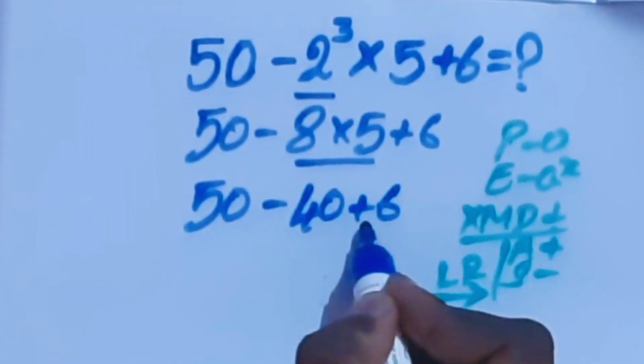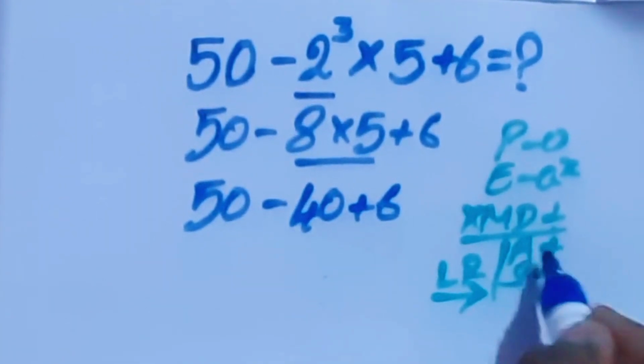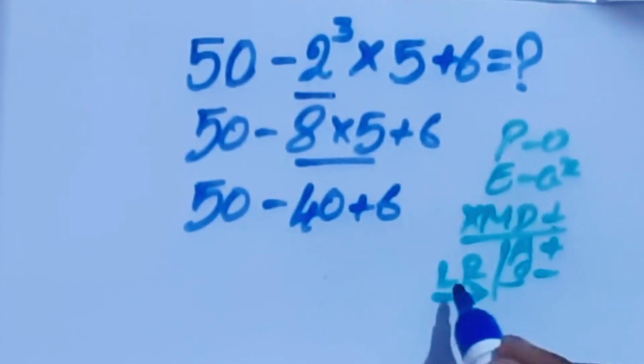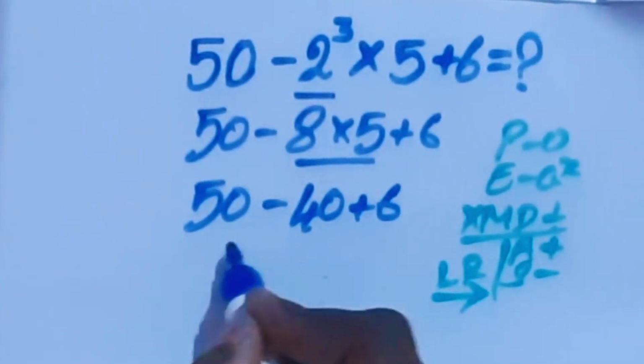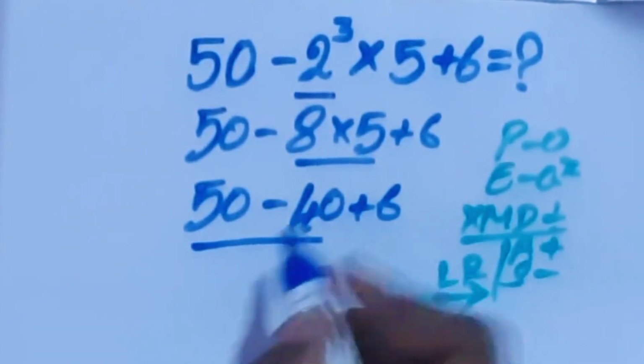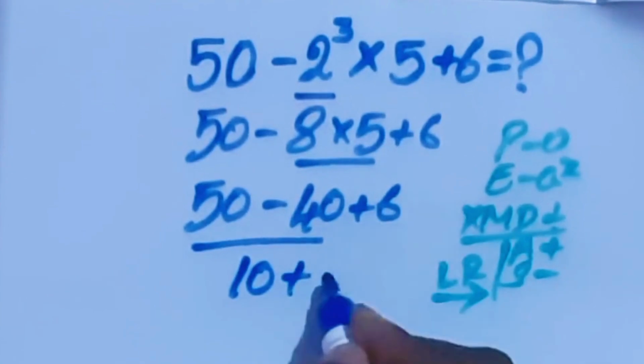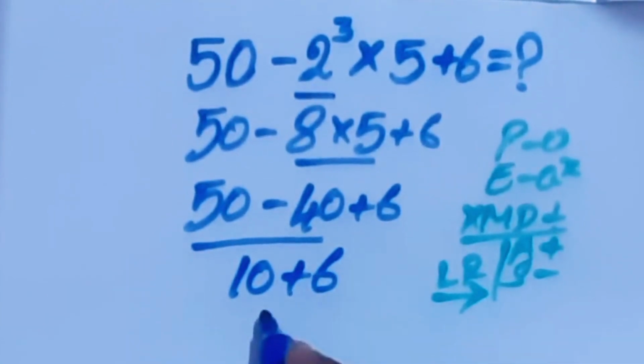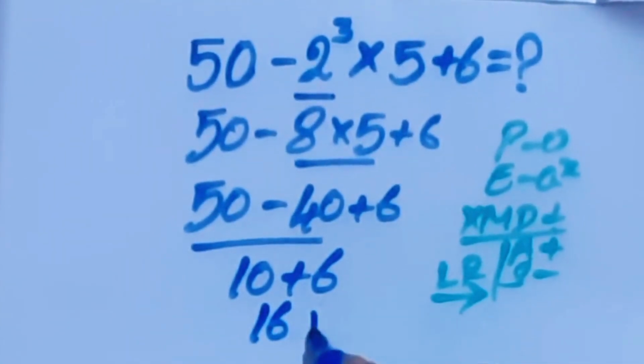Here we have subtraction and addition. Addition and subtraction are both equal priority. For equal priority we have introduced the left to right rule. Here, left to right, 50 minus 40 is 10, plus this 6. Here 10 plus 6 is 16, which is the correct answer.